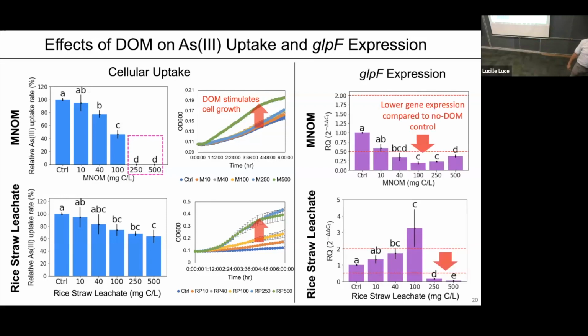And then when we looked at the expression of the GLPF transporter, which is basically how actively are cells making more of these membrane transport channels, you can see here there is a repression of GLPF expression in the presence of MNOM. With rice straw leachate, we see a somewhat different pattern where initially you see an increase in GLPF expression, but then at these highest DOC concentrations, you do see this strong repression in that expression. And it's notable that we have this significant jump in cell growth at these two highest DOC concentrations, which are the same DOC concentrations where we see the most significant repression of the transporter.